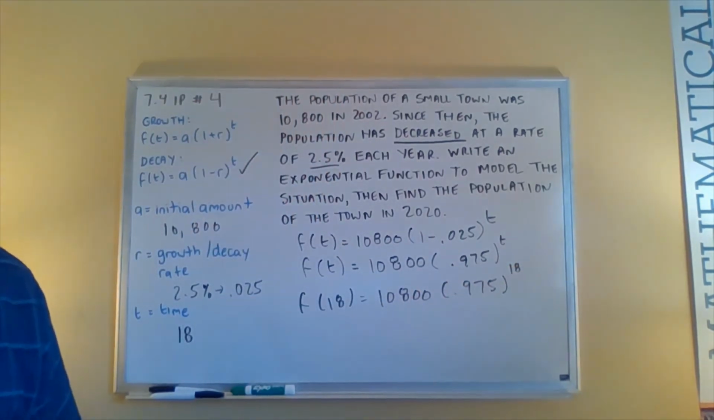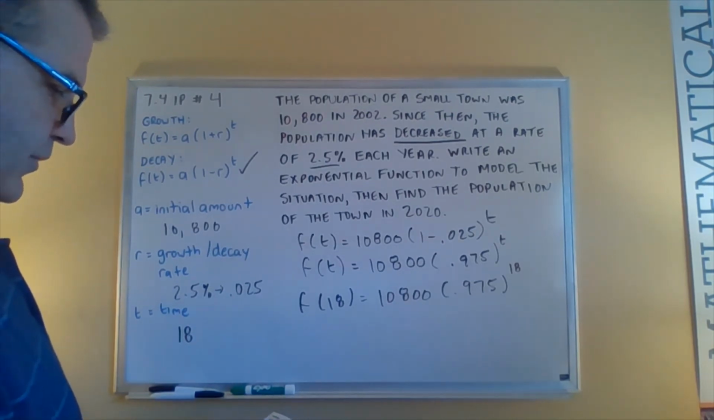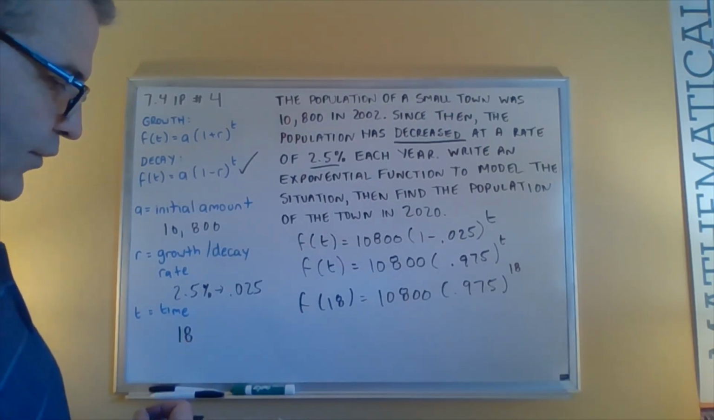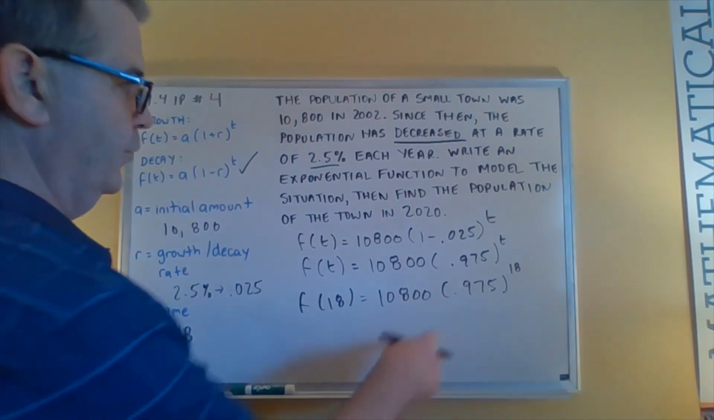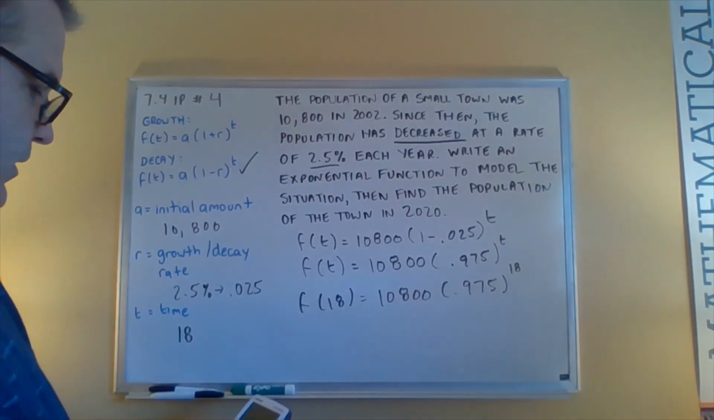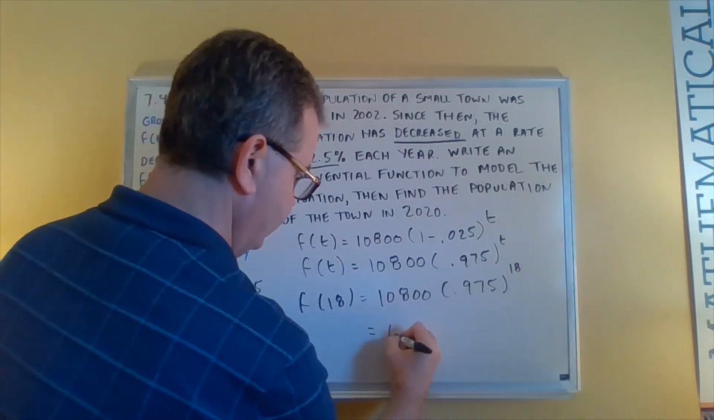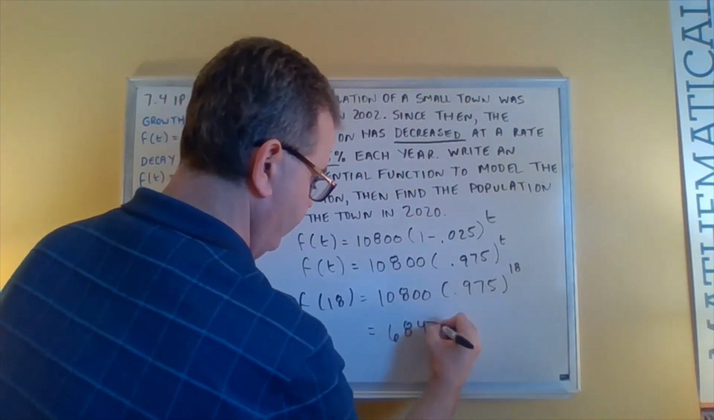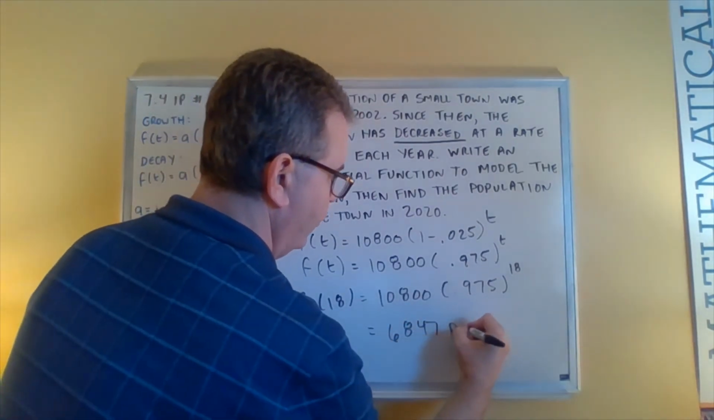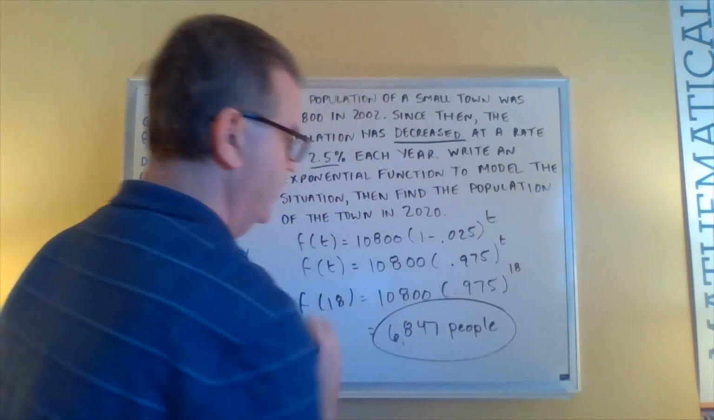I'm going to grab my calculator here. 0.975 to the 18th power is 0.634. So 0.634 times 10,800, and we're going to be looking at 6,847 people, and that is our population of the town in the year 2020.